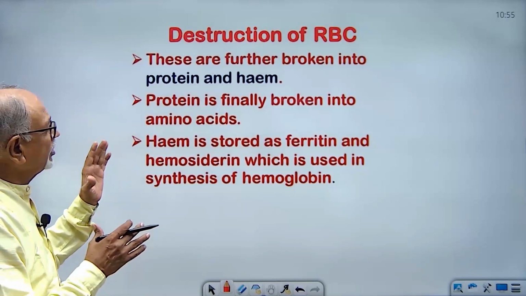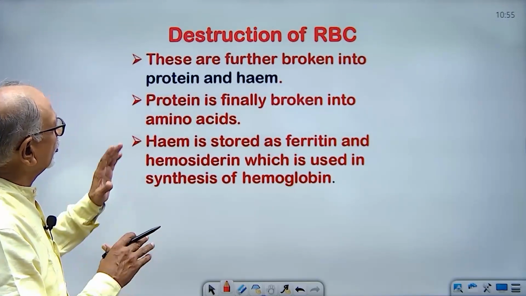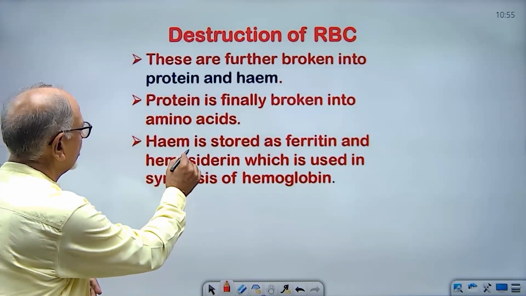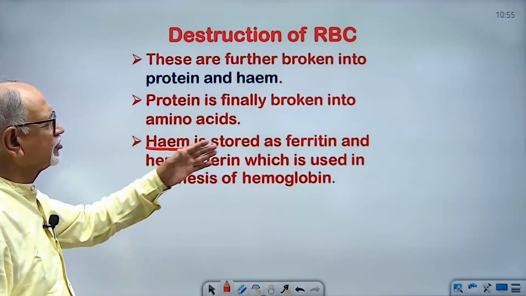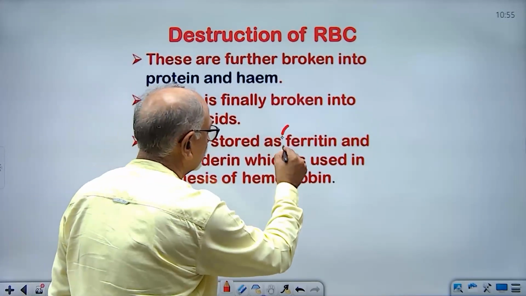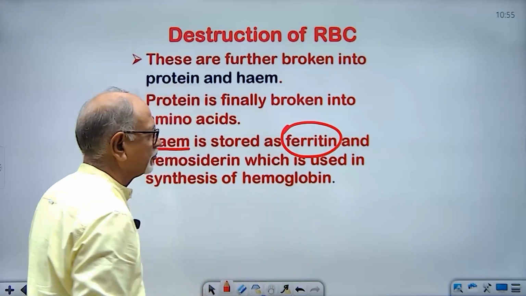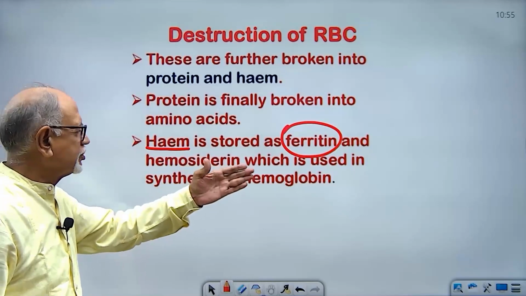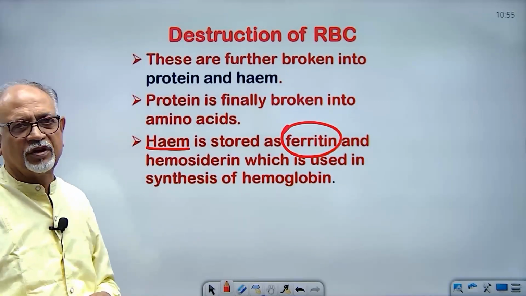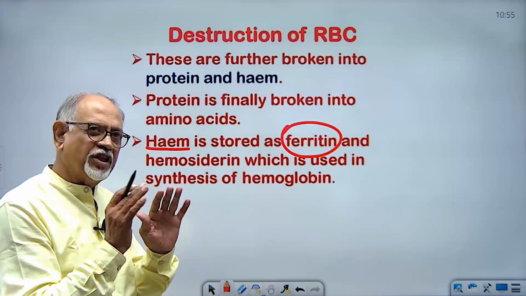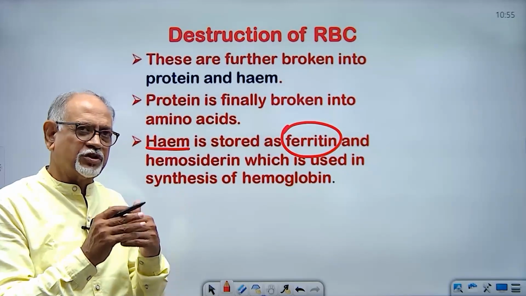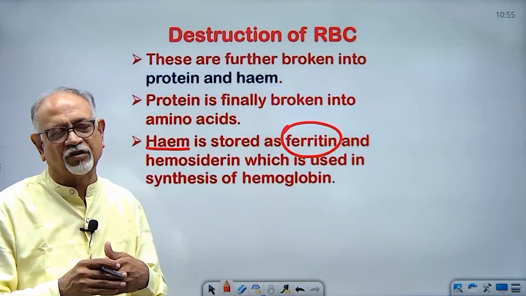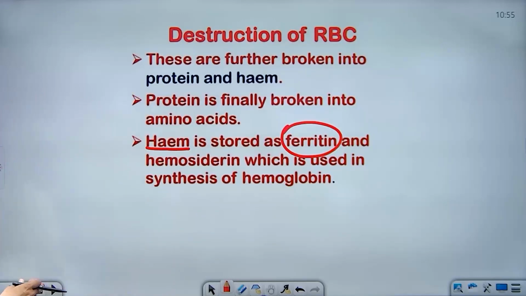Now, the second component of hemoglobin is the heme. Heme is stored as ferritin and hemosiderin, which is used in synthesis of hemoglobin. So, this heme portion, which contains iron, is again reused for synthesis of hemoglobin.